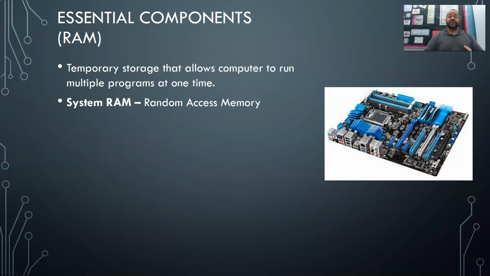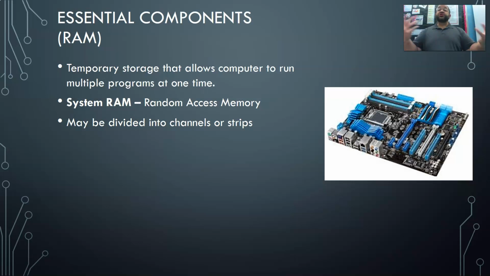So system RAM stands for random access memory. It's used by the system, used by the computer, used by the processor, right? And in modern desktop PCs for the consumer or the average entrepreneur, you might find RAM divided into little itty bitty strips or sticks. People call them sticks of RAM, channels of RAM, whatever. But think of it like a highway. You might have a single lane, or you might have multiple lanes.